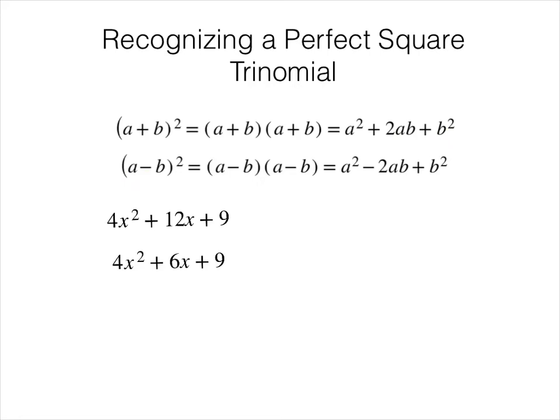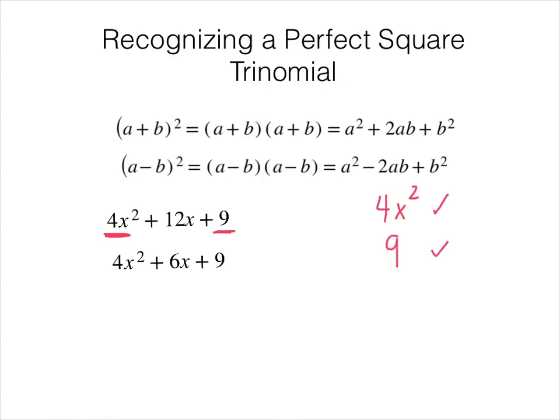So the first of these two is a perfect square and the second one is not. Let's look at how we can learn how to tell. Now, what you're going to look at is the first term and the last term, are they perfect squares? Is 4x squared a perfect square? Yes, it is. 9? Yes, it is.